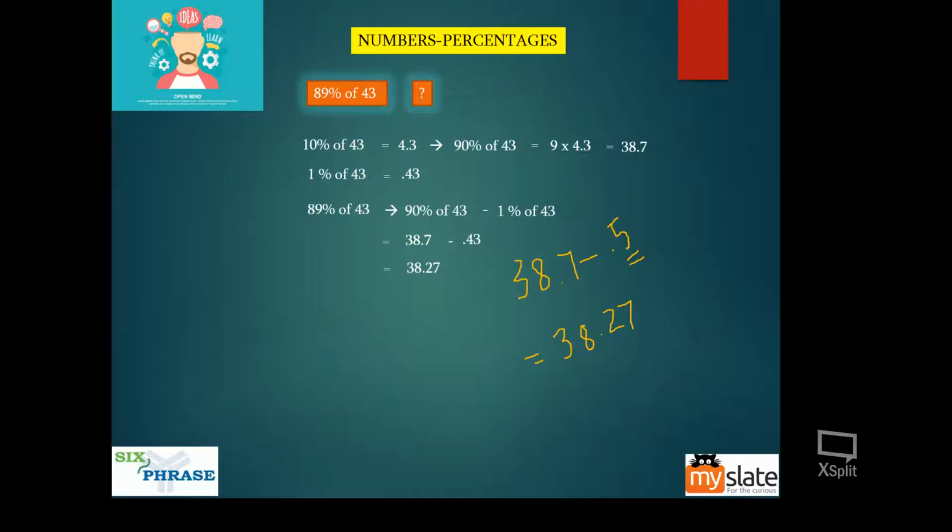Or you can do it this way, 38.7 minus 0.4. This will give you 38.3, right? So you can again subtract 0.03. This is 0.4, this is 0.03. So again you will get 38.27. So use any way which is comfortable and convenient for you.